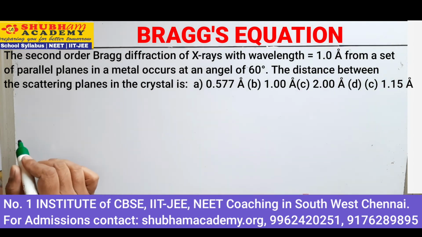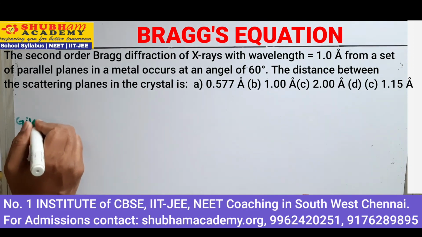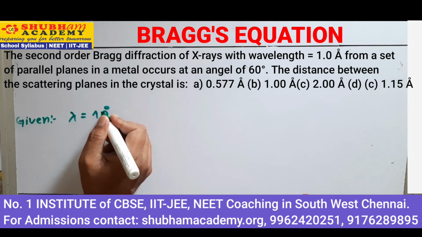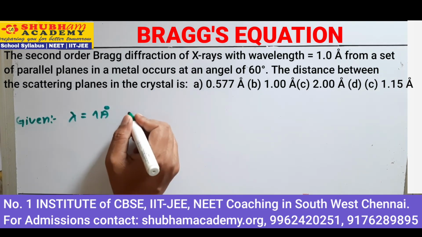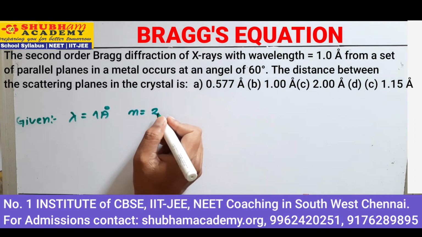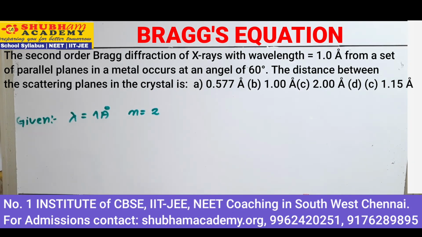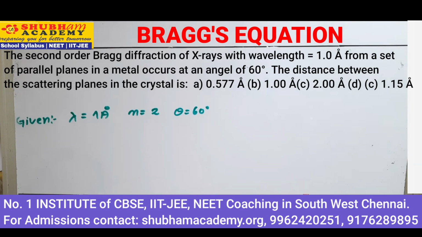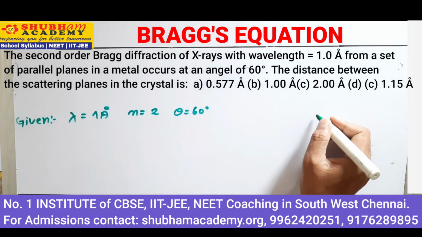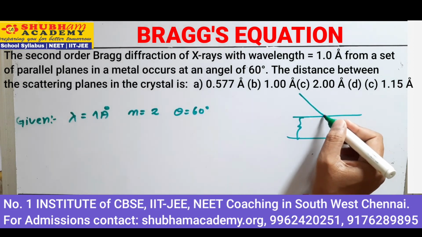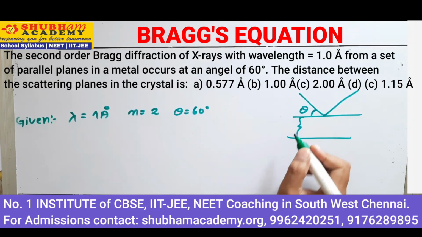We will see the solution part of this. So what is given to us? Given lambda is equal to 1 angstrom, right? Then you have n, that is 2, second order. Then what else is given? Theta is given to you. Theta is 60 degrees. So you need to find the distance between the scattering planes. See, this is the scattering plane, and this is an X-ray making an angle theta, that is 60 degrees.